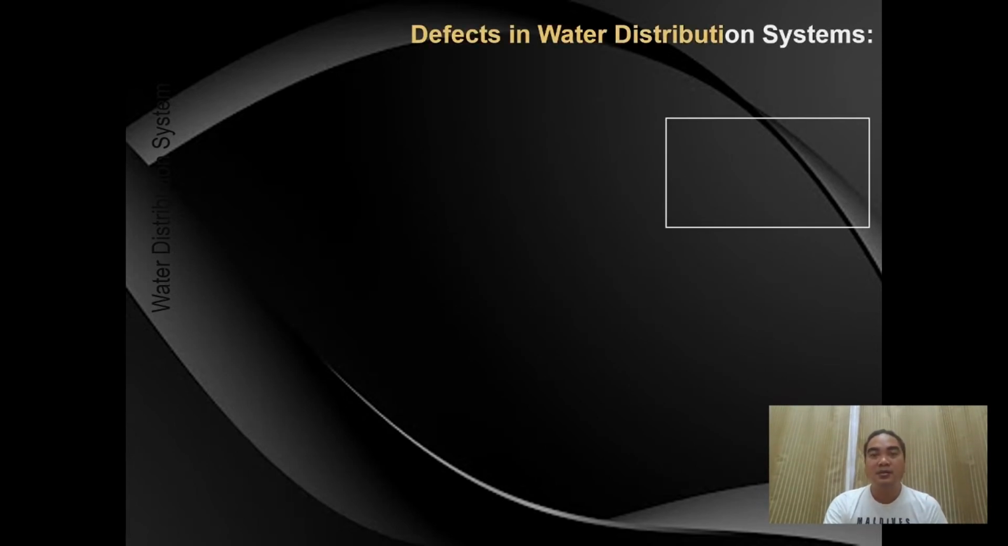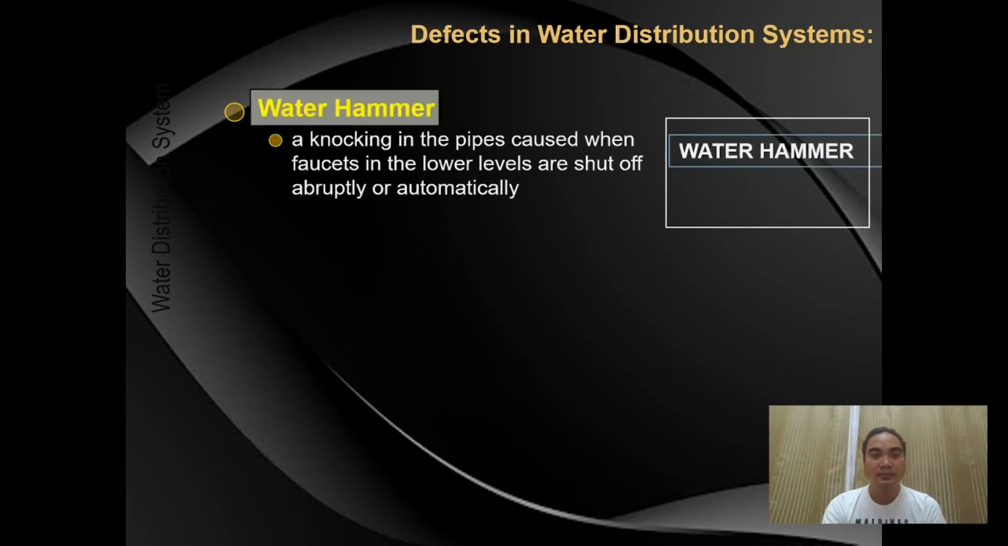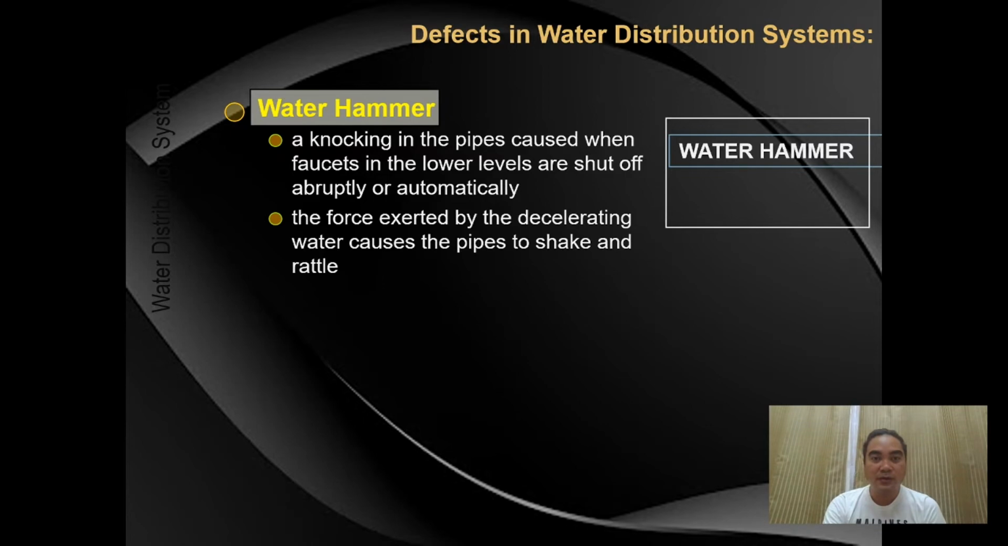Effects in water distribution system. Water hammer. Water hammer is a knocking in the pipes caused when faucets in the lower level are shut off automatically. The force exerted by the decelerating water causes the pipe to shake and rattle.